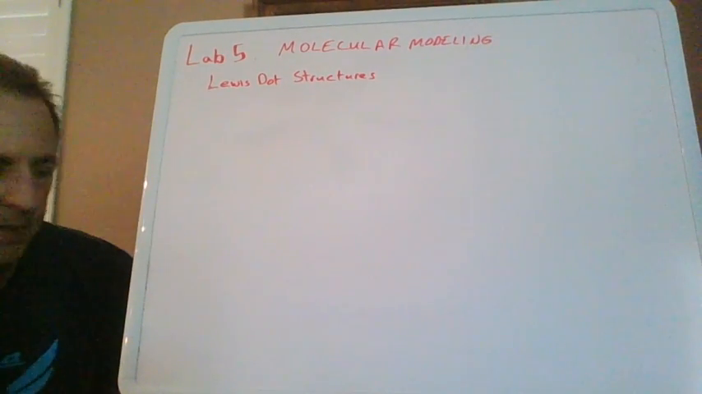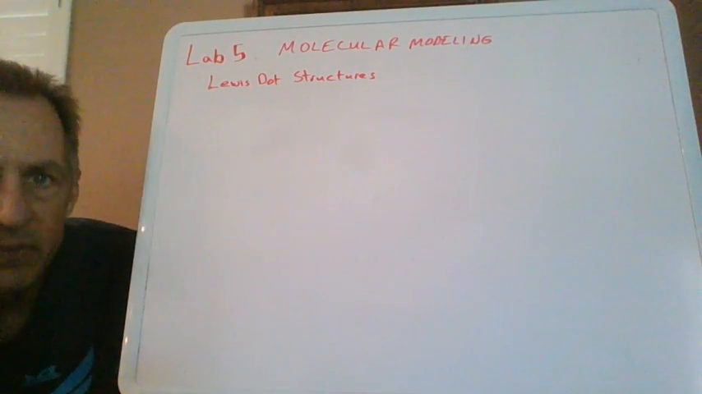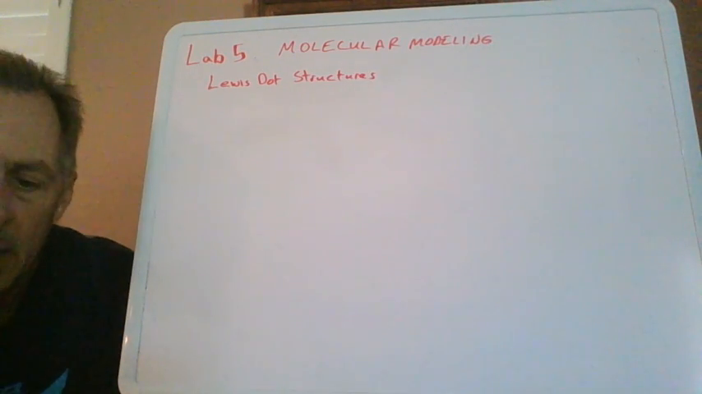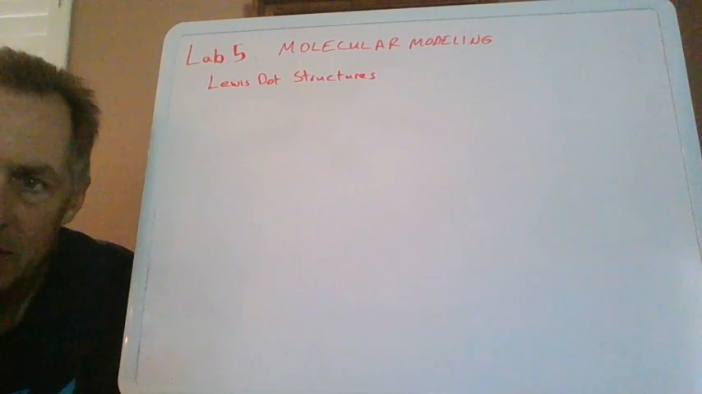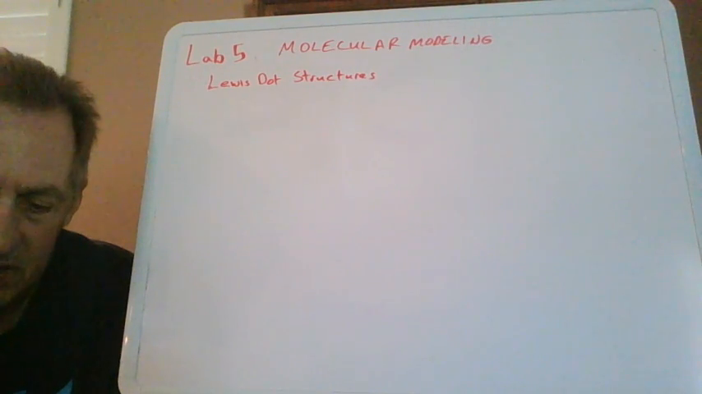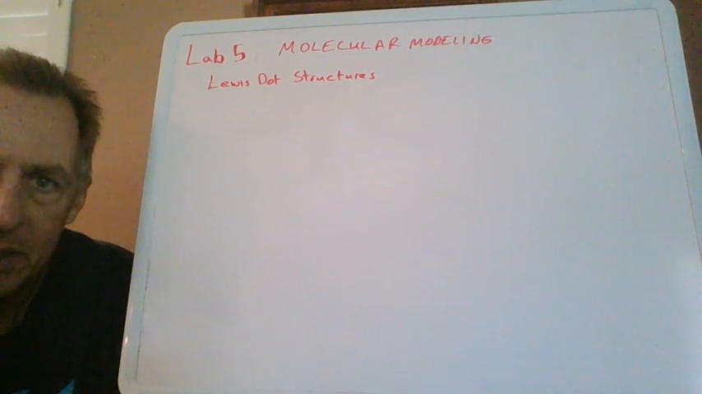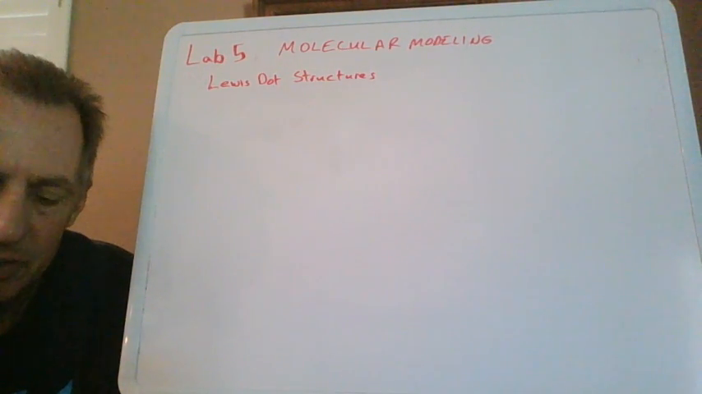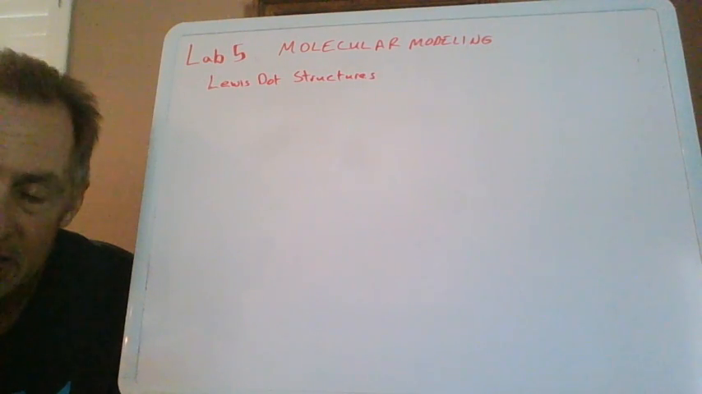All right, so next lab up was lab 5, and that was our molecular modeling. So we talked about the three-dimensional shapes that these molecules make, right? They want to take the shape that separates the electron pairs as far from each other as possible, because those electrons are negatively charged and they repel each other.